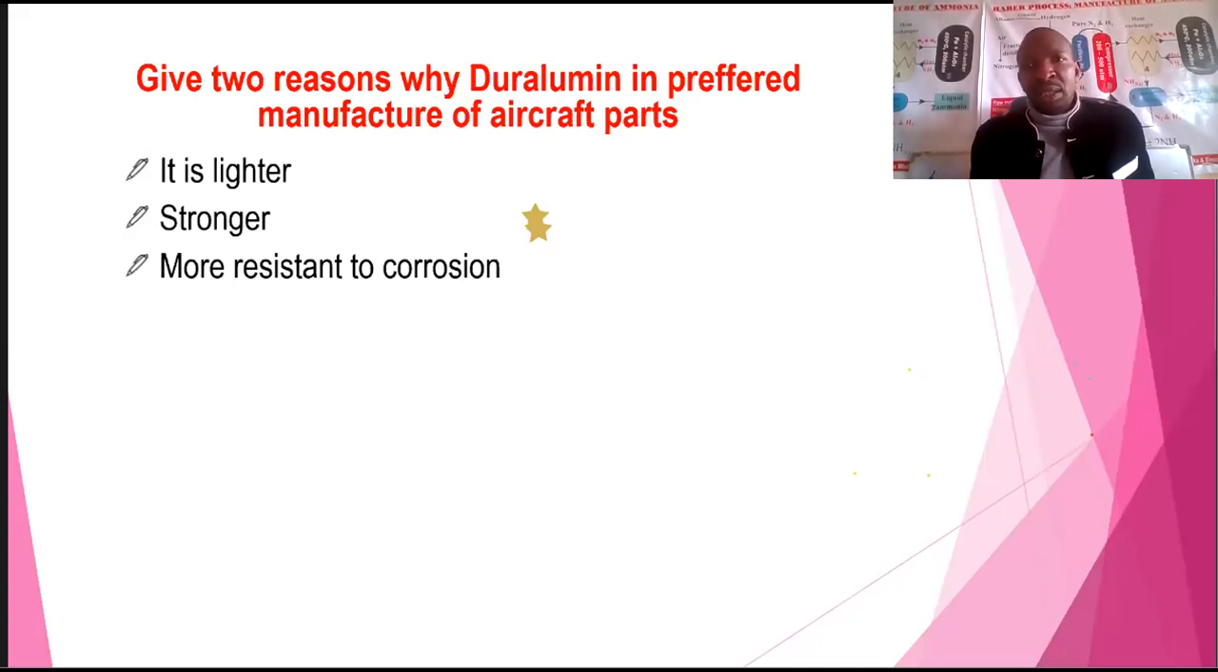So, assignment, you can attempt it. A white rocky solid is suspected to contain aluminium ions. Describe how you confirm the presence of aluminium ions in the solid.